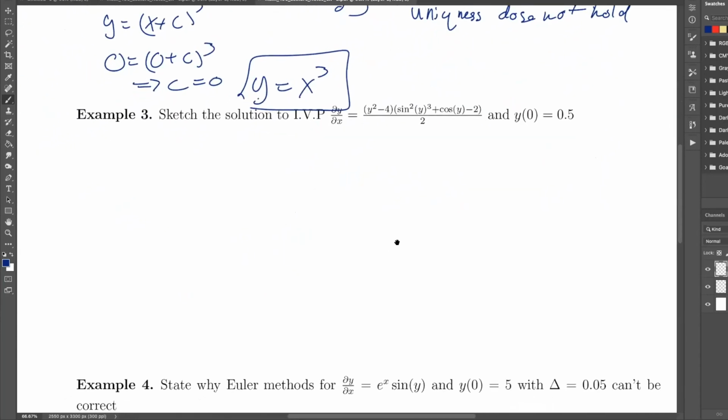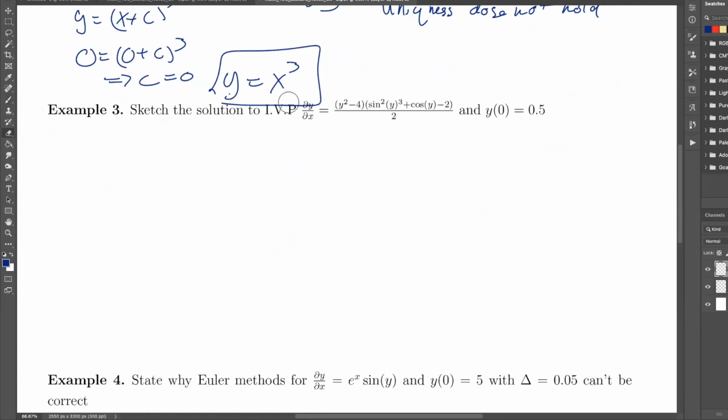Well, let me say this is a very likely candidate for an exam question right here. I want you to sketch the solution to the initial value problem of y prime equals y squared, y squared minus 4 times the sine squared of y cubed plus cosine of y minus 2, divided by 2. And I want you to sketch the solution for this.